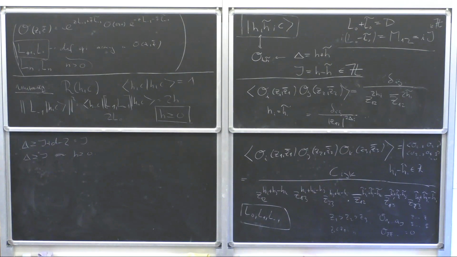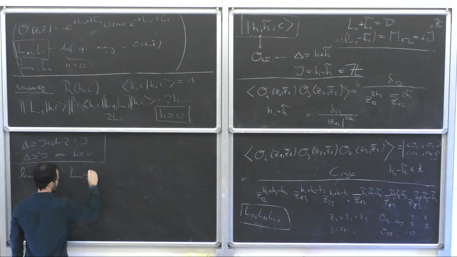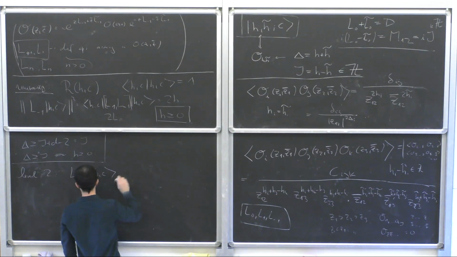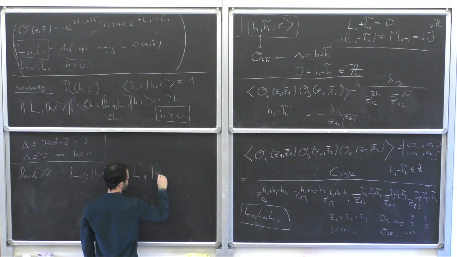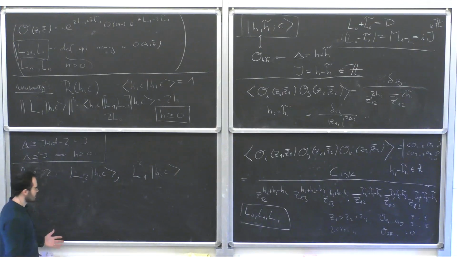But this is just at level 1, and we should keep going to higher levels. So at level 2, we have these two states: L minus 2 acting on h, c, and L minus 1 squared acting on h, c. So now we have a 2 by 2 matrix of inner products, which had better be non-negative definite. And then you're going to find some constraints on h and c.